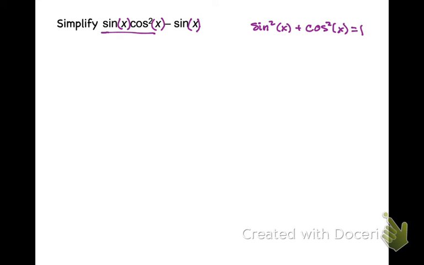Because I have one thing here and one thing here. What do they have in common? Sine of x. They have a sine, don't they? Okay, so could I factor out a sine of x? Yeah. So I have sine of x, and then I would have cosine squared of x minus 1.